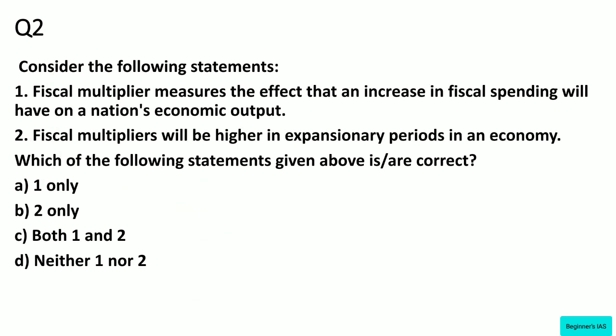Consider the following statements. Statement 1: Fiscal multiplier measures the effects that an increase in fiscal spending has on a nation's economic output. Statement number 2: Fiscal multipliers will be higher in an expansionary period in an economy. We have to identify the correct statement here. See, the fiscal multiplier: economics defines the fiscal multiplier as the ratio of the change in output to the change in tax revenue or government spending. Therefore, this statement is right. And also it measures the effects that an increase in fiscal spending has on a nation's economic output or GDP.